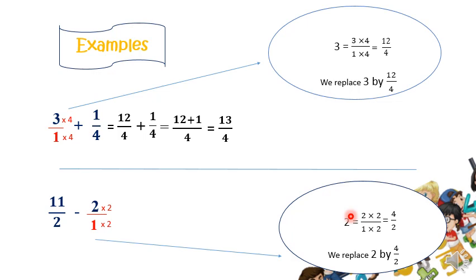But look how I'm going to write the answer. This is the first fraction, so I write equal 11 over 2. This is the first fraction minus, what to do instead of the whole? I have to replace it by an equivalent fraction, which is 4 over 2. So minus 4 over 2, they have the same denominator. I subtract the numerators and I keep the same denominator, which gives 7 over 2.